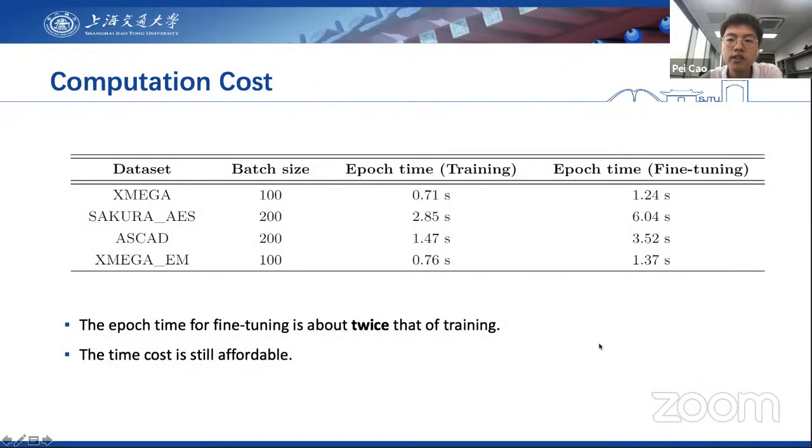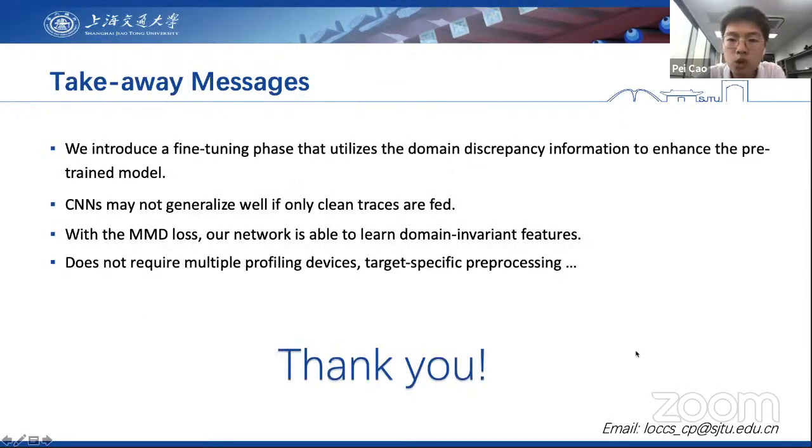So what's the cost of this approach? In our experiments, we observe that the epoch time for fine-tuning is about twice that of training. However, the time cost is still affordable. For example, if we run the fine-tuning phase for 15 epochs, this process can be completed within 2 minutes for all these datasets. So finally, we move to the conclusions.